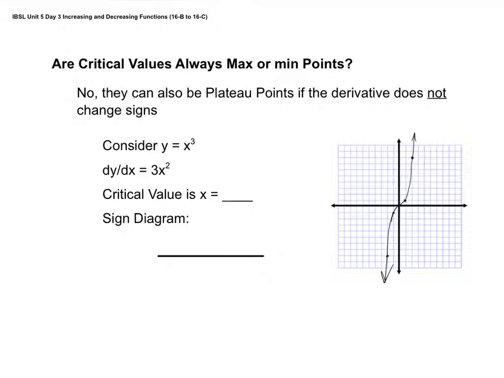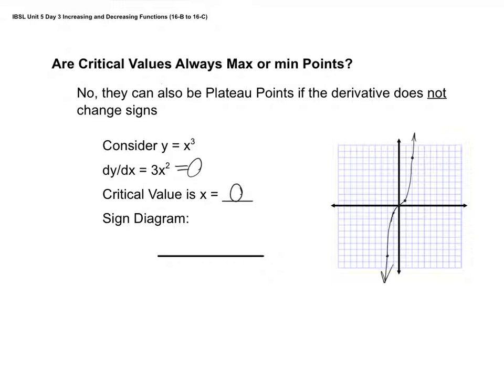And they're not maximum. If you set the derivative equal to 0, you can see here we do not have a max or min point. However, if you set this equal to 0, what do you get for your critical value? 0.